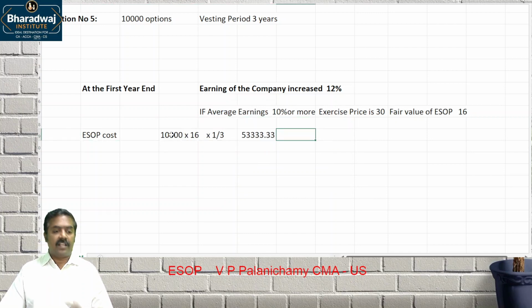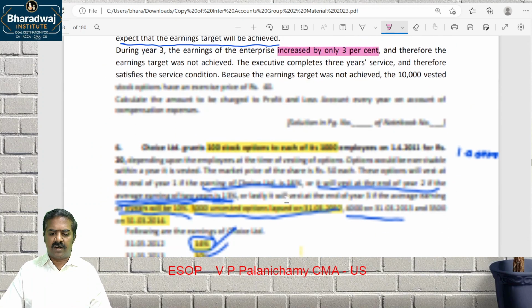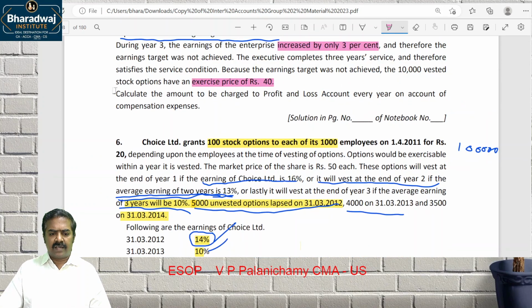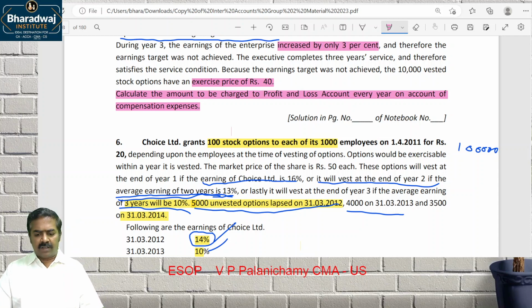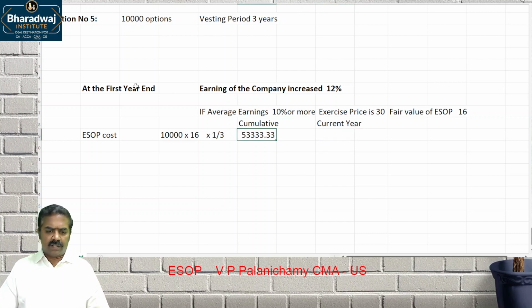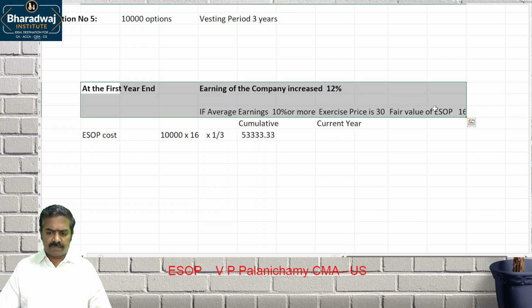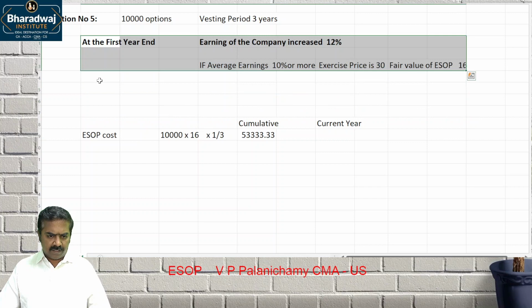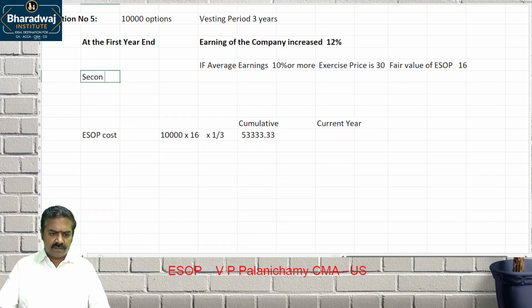Okay, journal entry they have not asked. Look at the question. Do they ask you journal entry? What is the question? Calculate the amount to be charged to the P&L account on account of employee compensation expenses. So, this is a cumulative amount and also the current year amount. This is for the first year end. Pay attention. Second year end.